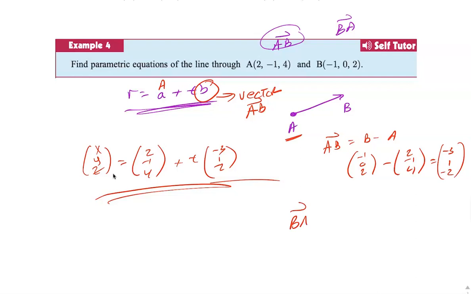Well, now your initial point would be B. So I'll just put r equals my B, (-1, 0, 2), plus the direction vector. Now remember, your direction vector is not just A, it's the vector BA. So this would be tip minus tail. In this case, that would be (2, -1, 4) minus (-1, 0, 2), which would get me (3, -1, 2).